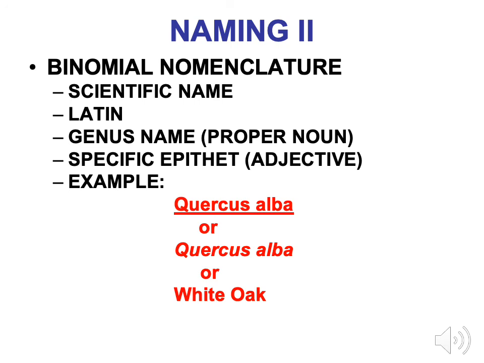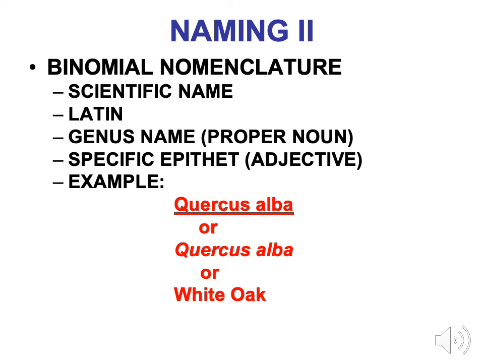The name Quercus is the genus name. It takes the part of speech of a proper noun. A proper noun is always capitalized. The second part of the name is called the specific epithet. Do not be confused. Do not call the second part of the name the species name. The species name is the entire two-part name. The second name is called the specific epithet, and technically it is an adjective. It is a descriptor.